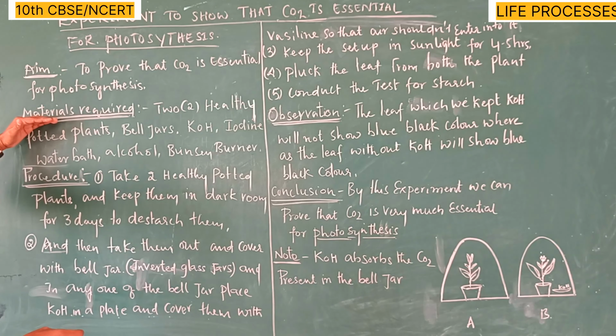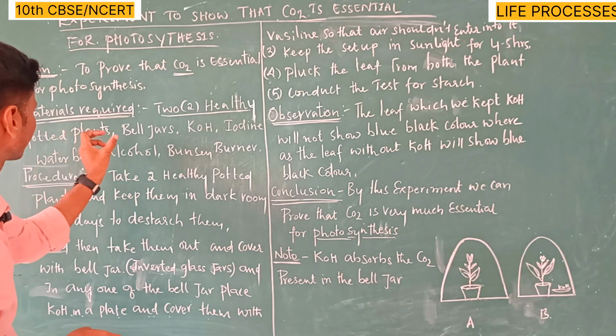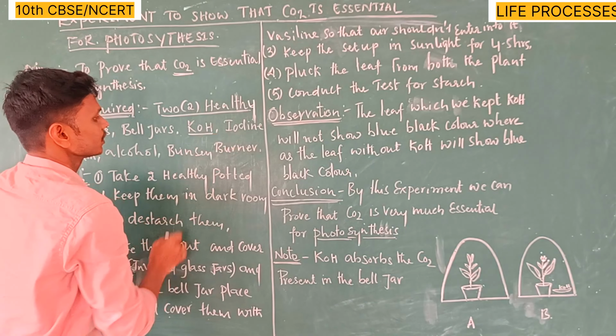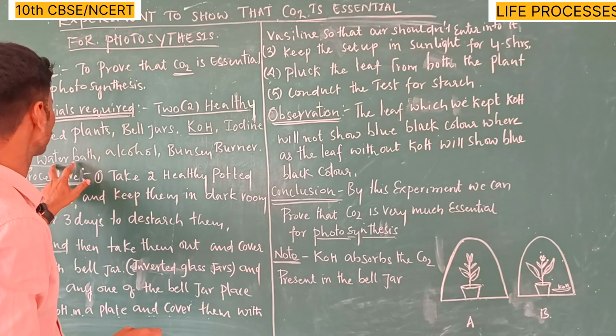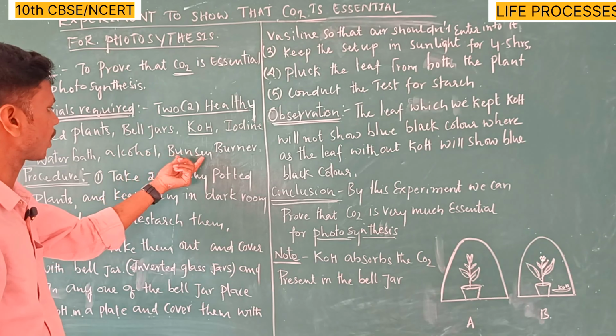What are the materials required to conduct this experiment? We need two healthy potted plants, two bell jars, KOH solution, iodine solution, and a water bath. The remaining you all know: alcohol, Bunsen burner. And Vaseline is also needed here. I have not mentioned Vaseline, but you can mention it, no issue.